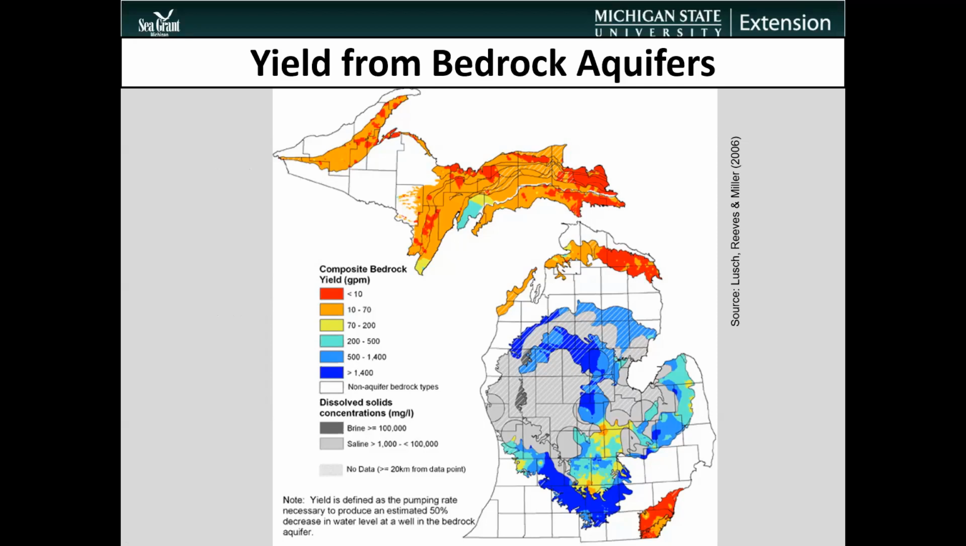So if, in general, we say that a domestic well needs to yield somewhere between 10 and 20 gallons per minute, then in those areas that are colored red and some of the orange areas, we wouldn't expect to see very many domestic wells accessing the bedrock aquifer. There's simply not enough water there. And you notice we also have that in Monroe County in the southeastern portion of the state, where it's sometimes very difficult to access enough water for a household well.